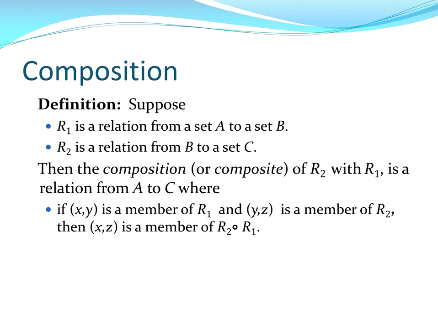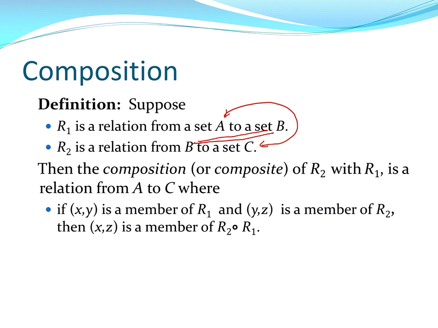Another action we can do with relations from sets to sets is compose them. So I have two relations, R1 from A to B and R2 from B to C. If the second set in one of them is the same as the first set in the other one, I can create a new relation from the first set of one to the second set of the other.